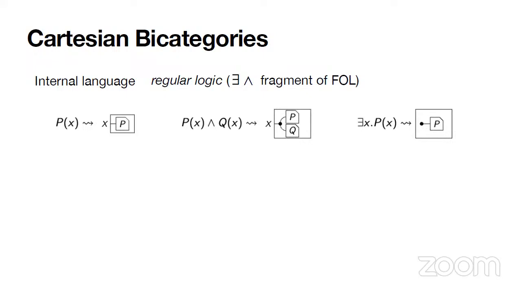Conjunction is given by tensoring P and Q, and unifying the free variables with the copier on the left. And another interesting one is the translation of the existentially quantified formula. So you have P here, it has one free wire on the left, which you close with this black dot, the unit. So you can think of this black dot as playing the role of the quantifier.